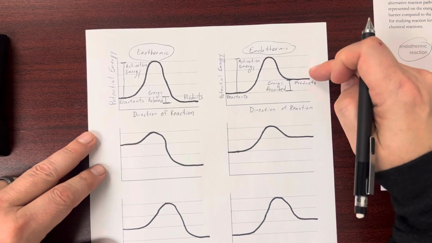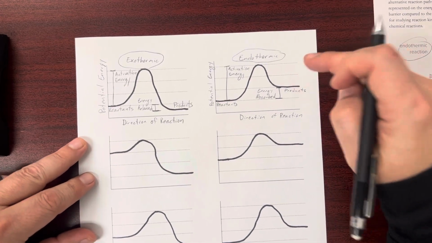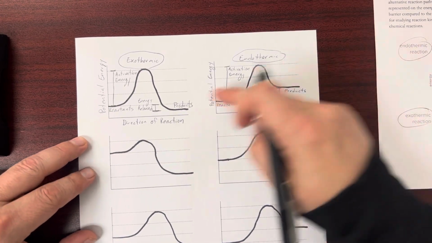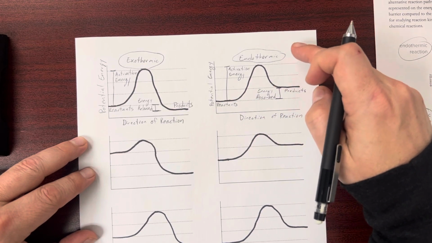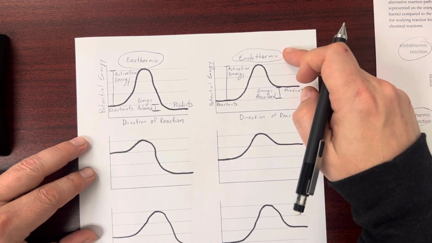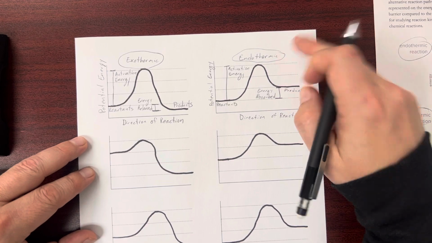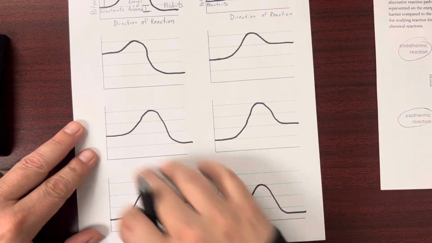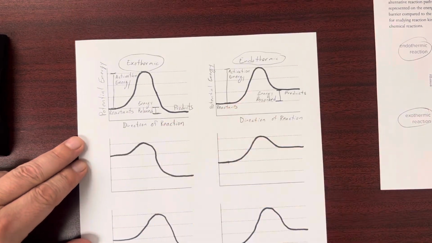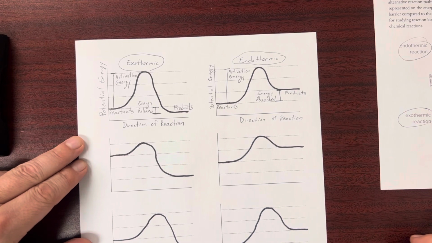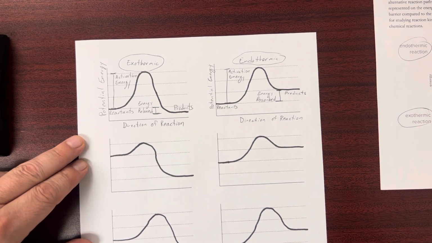Now, I also have this example so you can look at it. I did it the exact same way. It's labeled in the same method. And in this particular case, it happens to be endothermic. So do the rest of these just like these two examples. All right, and let me know if you have any other questions. Thanks.